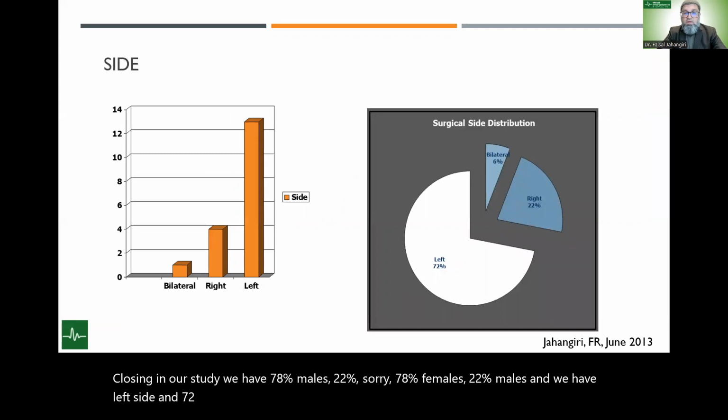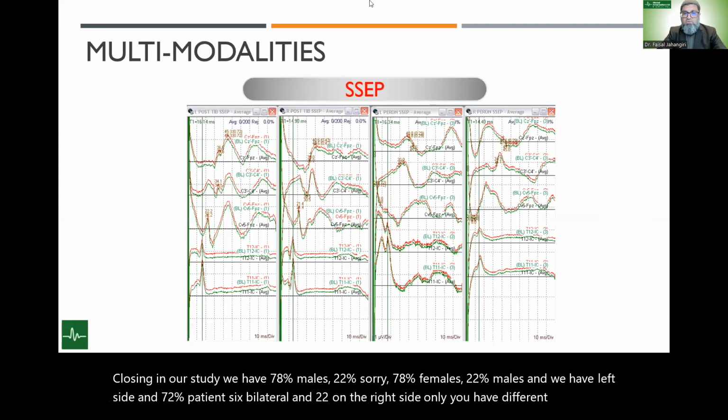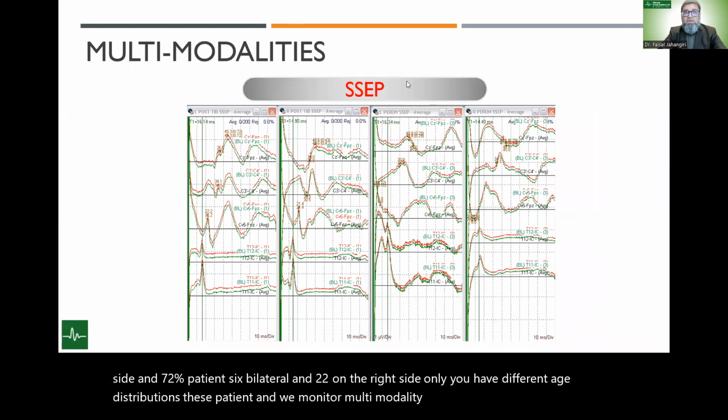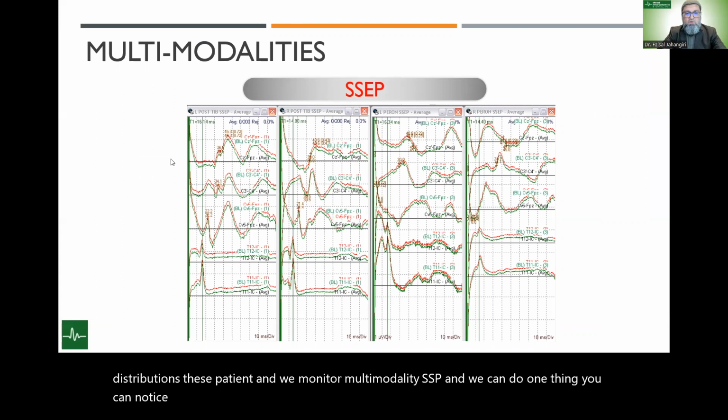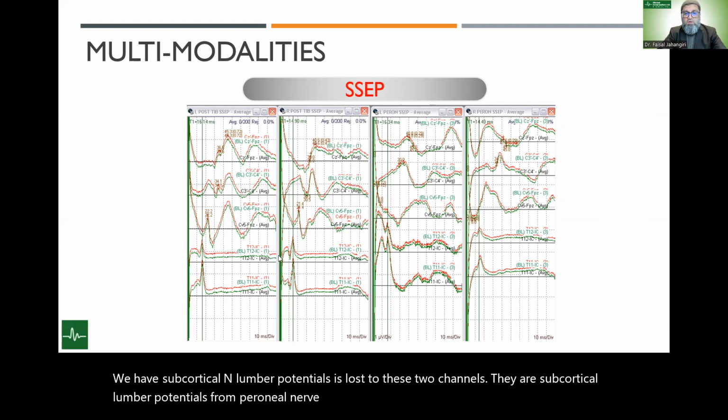In our study, we have 78% females, 22% males, and we have the left side in 72% of patients, 6 bilateral, and 22 on the right side only. We have different age distributions in these patients, and we monitored multimodality SSEP. One thing you can notice, we have cortical, subcortical, and then lumbar potentials. The last two channels are subcortical lumbar potentials from the peroneal nerve and posterior tibial nerve.